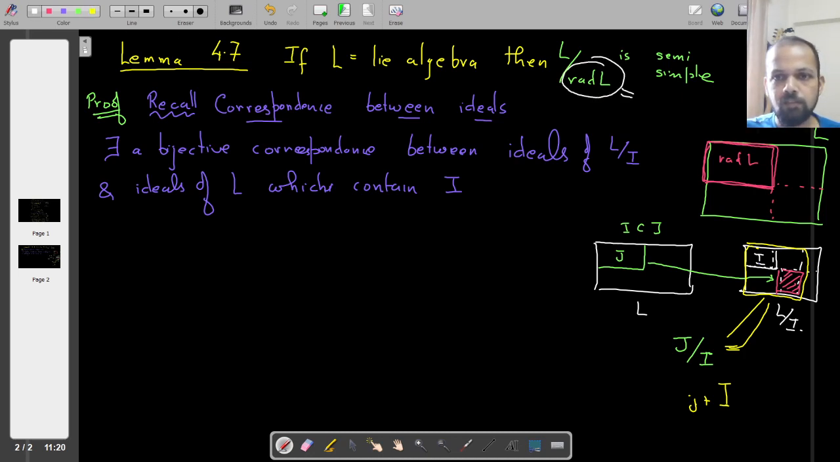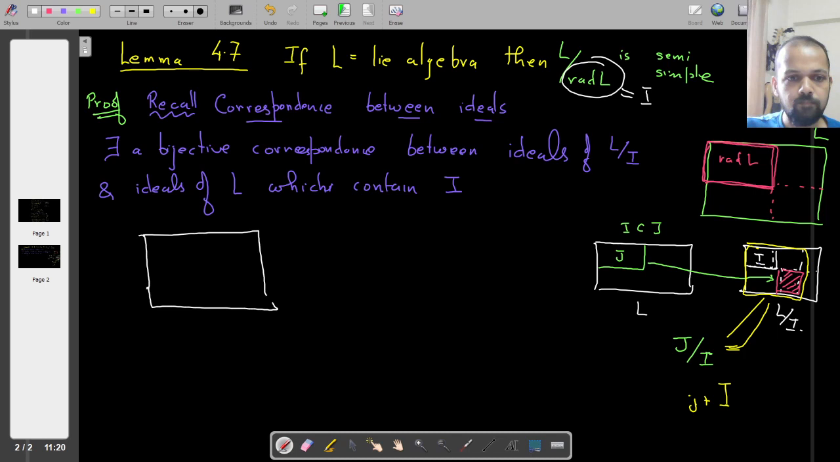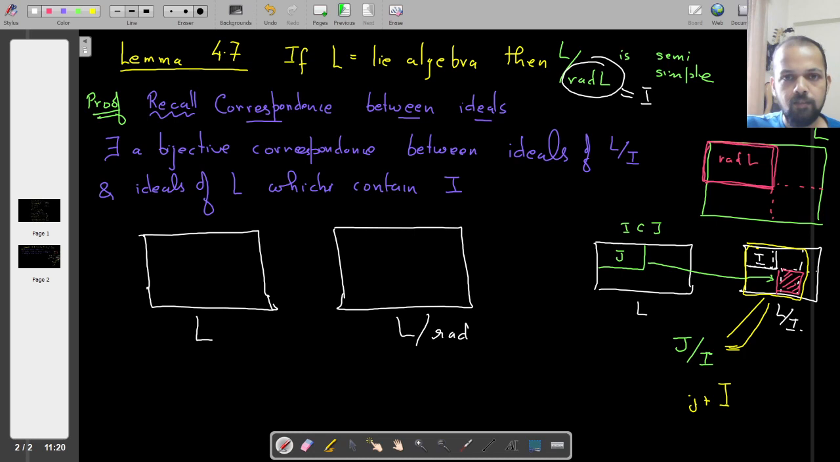We are going to take this as my I and apply this particular result. So let's do that. Let's look at what happens to the situation when I have my L, and this is L by radical L. So I take an ideal inside this.